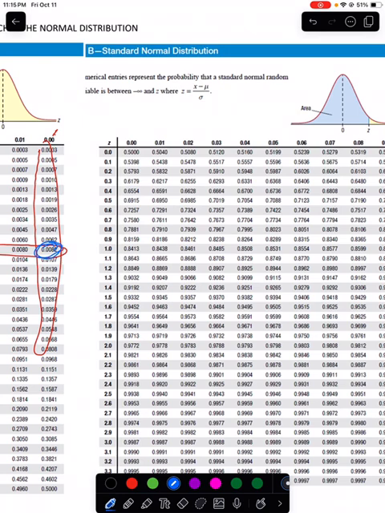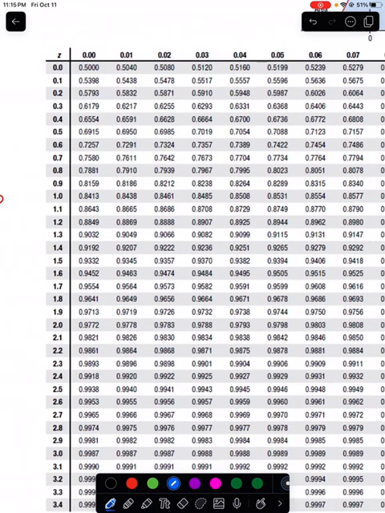Okay, so 1.33. So where is 1.3? See, the 1.3 is here, and then 1.33, so 0.03, because 1.3 and then the next digit has to be 3. So we come down this column. So this is the value we get, 0.9082. So this is what we do.